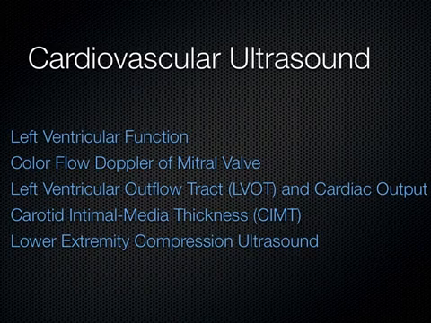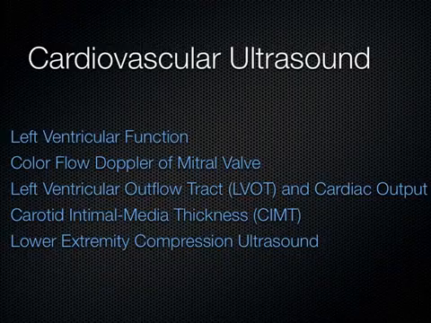We're going to talk about color flow Doppler across the mitral valve in both the parasternal long and an apical four-chamber. And we're going to learn how to measure the left ventricular outflow tract diameter, combine that value with the velocity time integral of flow across the aortic valve, and that will give us cardiac output. So we're going to talk about hemodynamics, and then we're going to talk about how the carotid intimal medial thickness is a surrogate marker for multi-vessel coronary artery disease, and also for strokes. And then finally, we're going to go over lower extremity venous compression ultrasound to rule out blood clots in the legs.